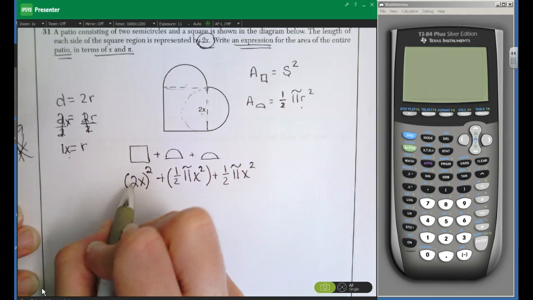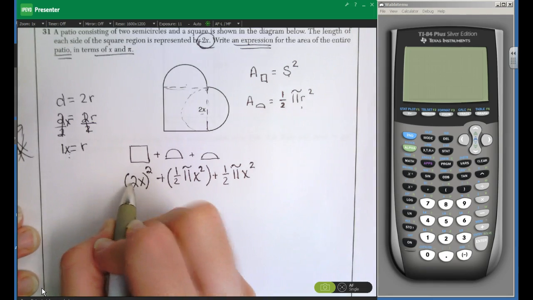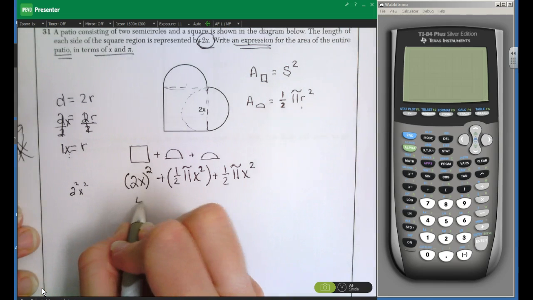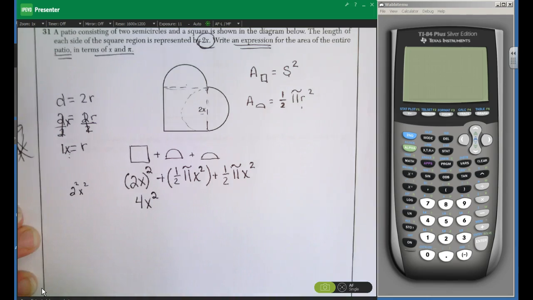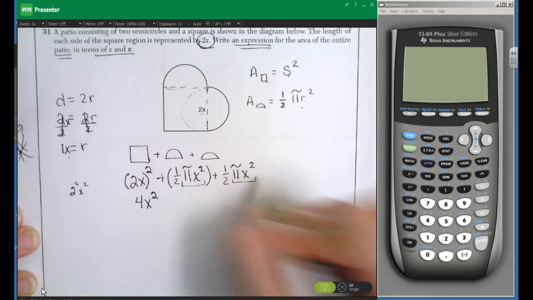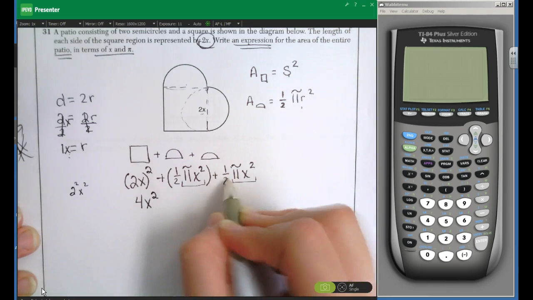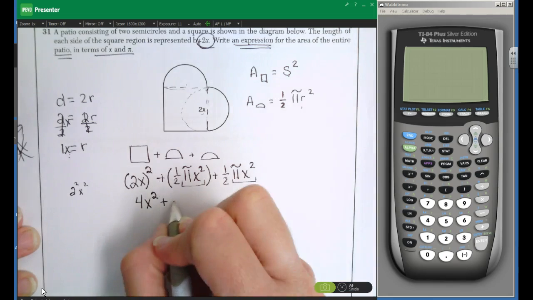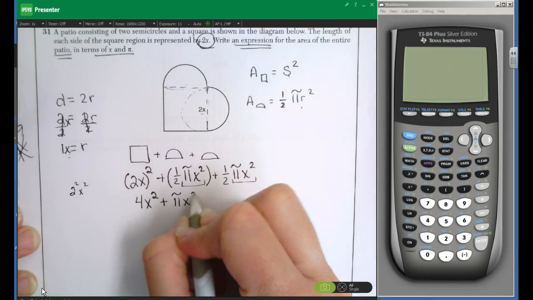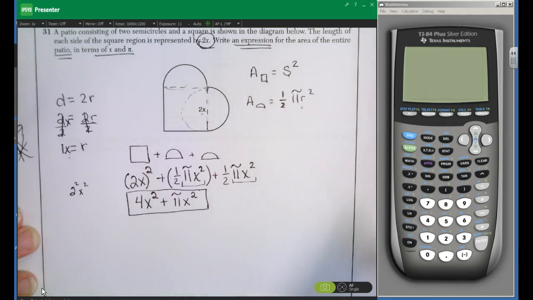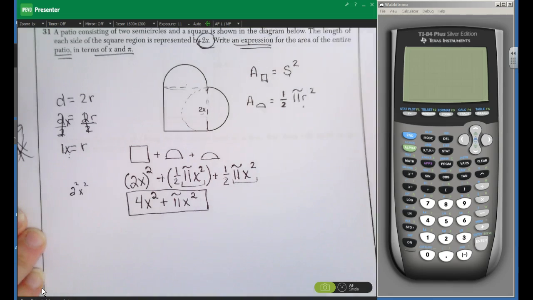Now we need to simplify it one more time. The way that we simplify this is the same thing as saying 2 squared times x squared. We know 2 squared is 4, so we just have 4x squared. Do you notice here how the pi x squared and the pi x squared are the same? All that means is now we can just add them up. 1/2 plus 1/2 is 1, so I'm going to say plus pi x squared. And this is my answer. They just want an expression, so that's all you need to do. Okay? Next question.